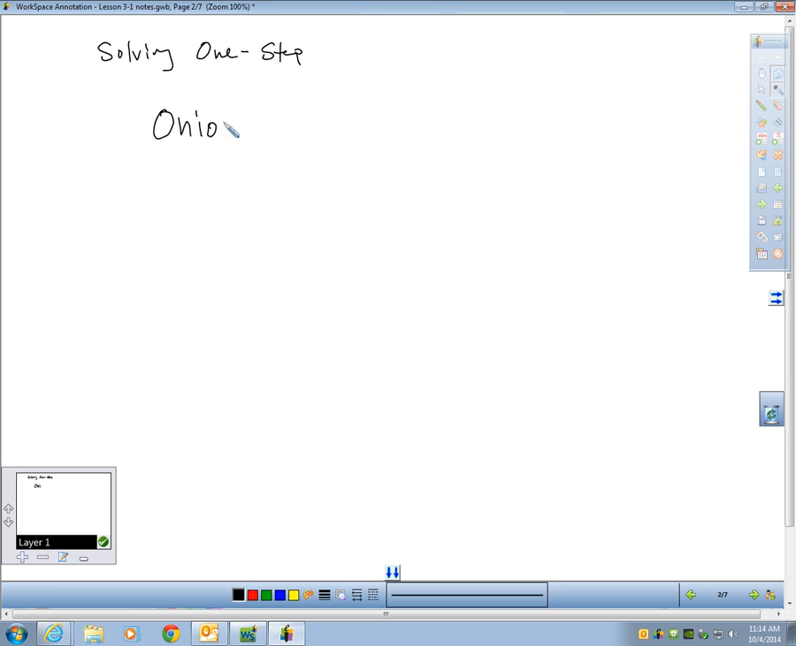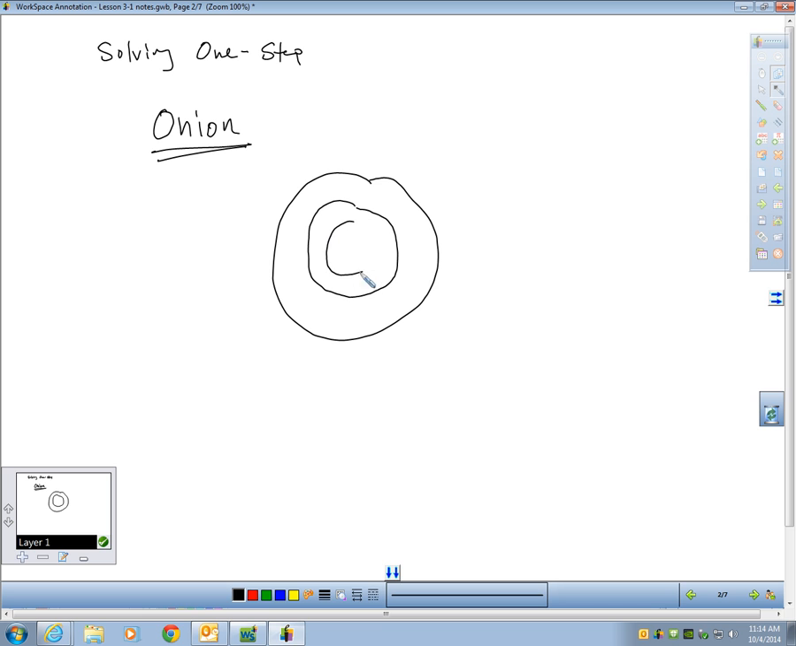You might be thinking, well, that sounds kind of crazy. Treat the equation like an onion. Now, when you think about an onion, if I slice an onion in half and I draw it from the side, an onion kind of looks like this. It's going to have layers. That's kind of a cross-section of an onion.